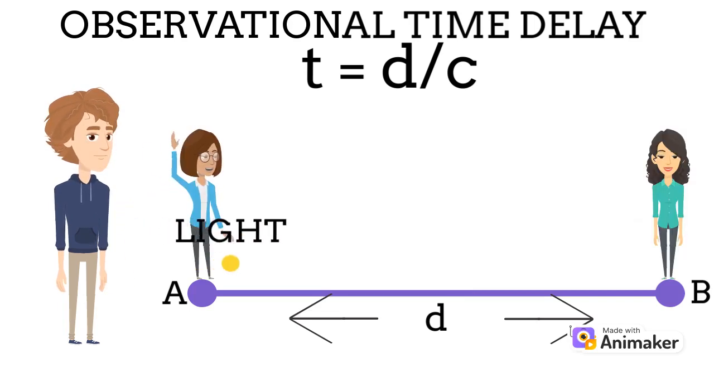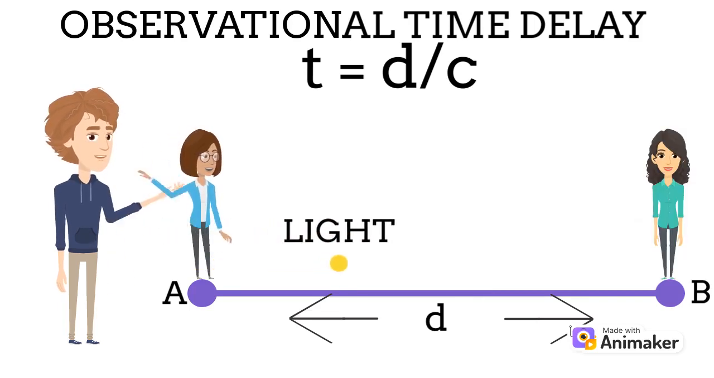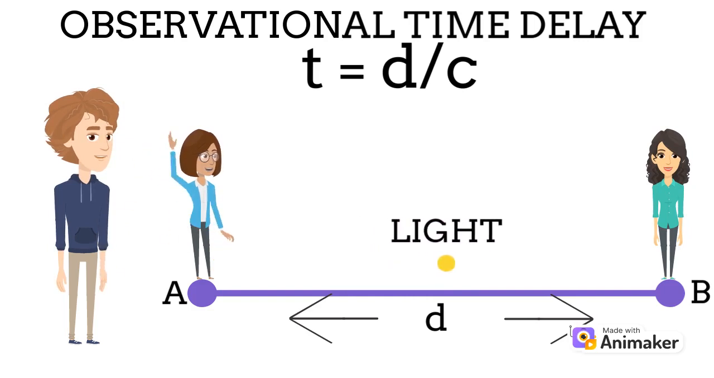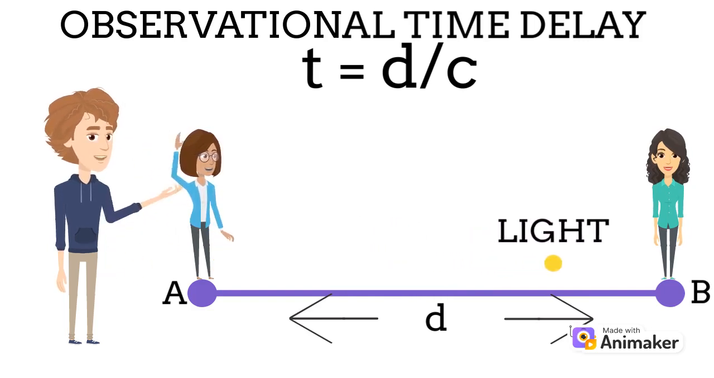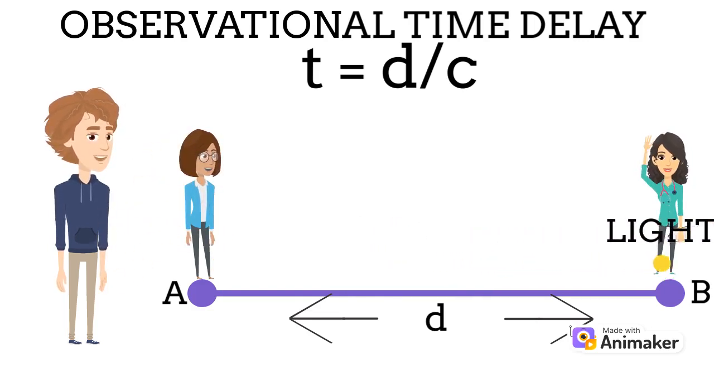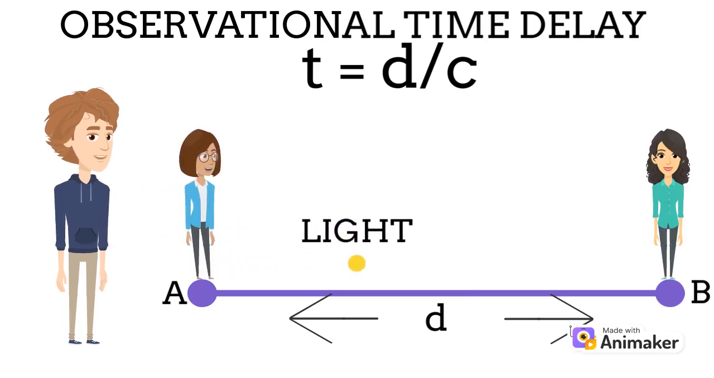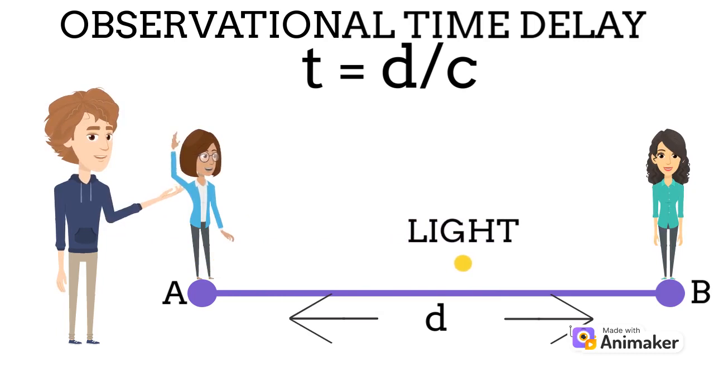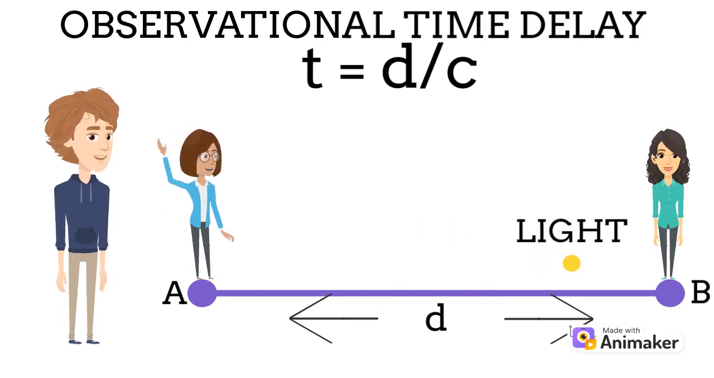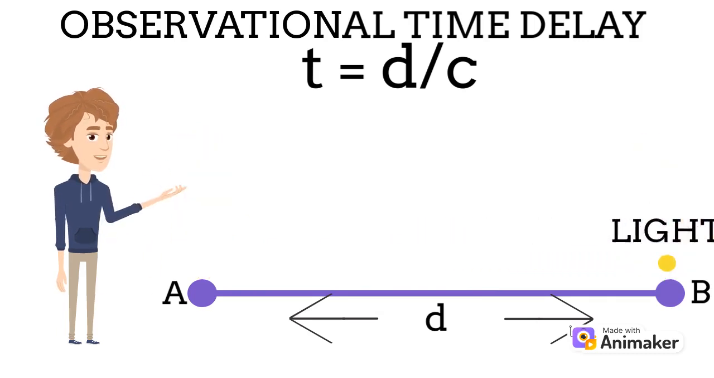For example, if 2 people are standing at points A and B, and the person at A waves her hand, the person at B only realizes after the light travels from A to B. There is a delay of communication between them. That delay is the observational time delay between them. In this case, the delay t equals d divided by c.